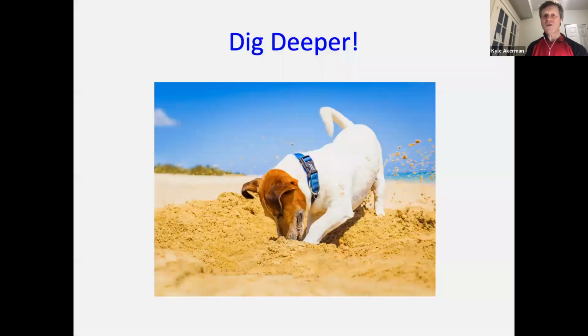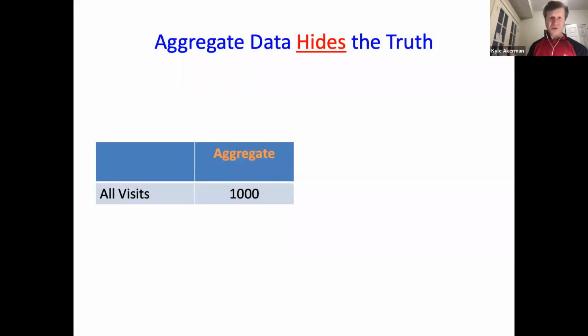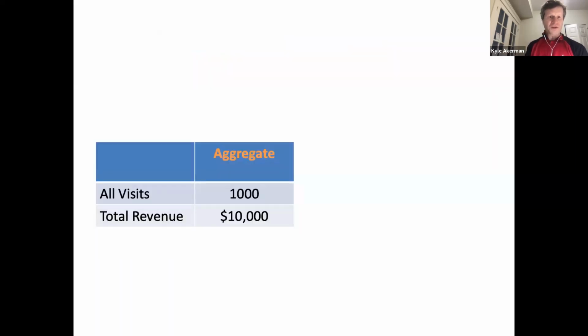What we're basically doing is we're digging deeper into our data. So I wanted to just show you a very simple example. These are just numbers I made up to give you an idea of things you might find. So say we have visits to our site of 1,000 people. And then those 1,000 visits generated $10,000 in revenue. Okay, that's great. Those are the aggregate numbers.